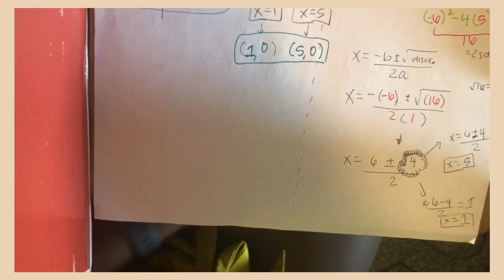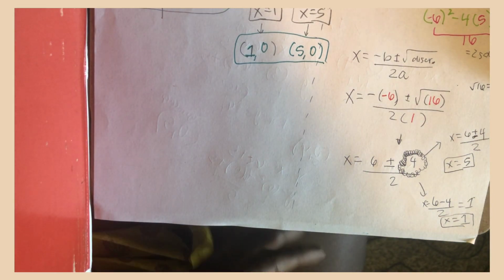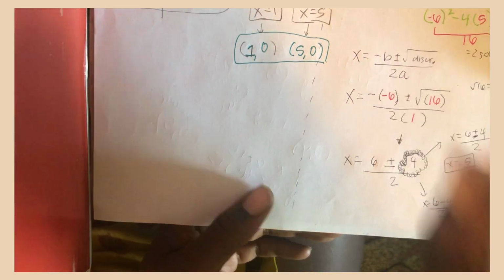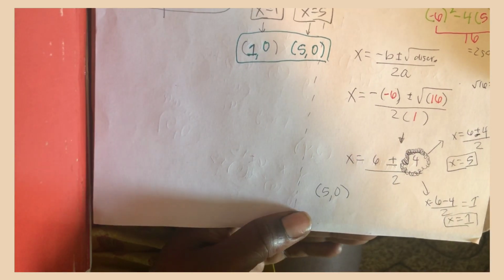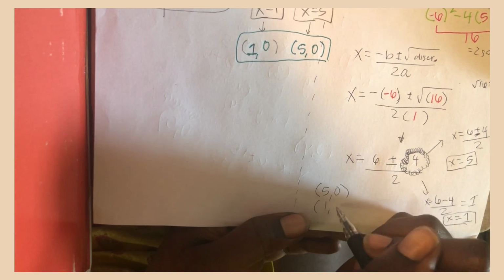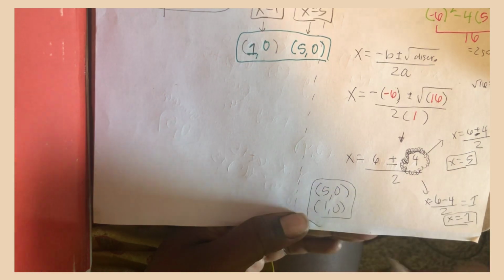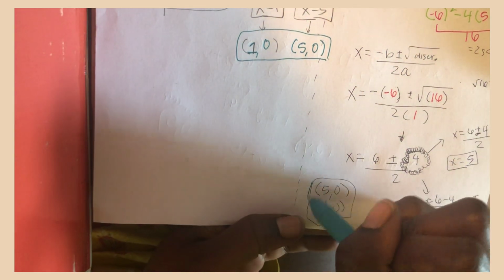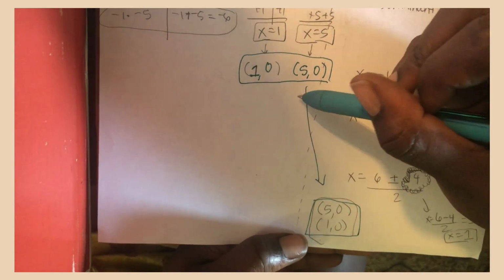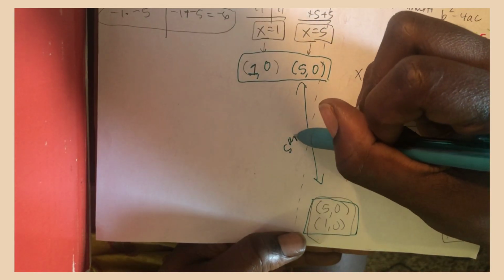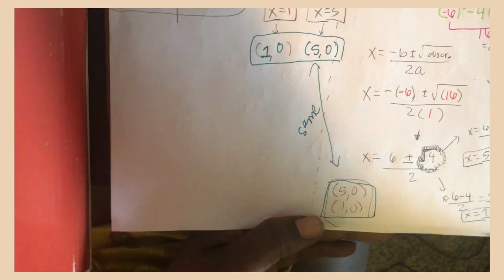6 minus 4 divided by 2 equals 2 divided by 2, 1. So x equals 1. Can y'all see that? So now those are solutions, right? But we need our solutions to be x-intercepts as the ordered pair x comma 0. So that x equals 5 is 5 comma 0. That x equals 1 is 1 comma 0. These x-intercepts look very similar to when we factored.